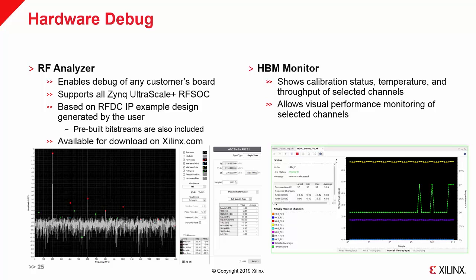The RF analyzer for the Zynq UltraScale Plus RFSoC is available in 2019.1. The RF analyzer is similar in concept to the IBERT debug tool. It is primarily used on customer boards to help understand the performance of the board in high-frequency applications. The RF analyzer uses the same basic GUI as the RFSoC evaluation tool and provides many of the same features. However, the primary difference is that the RF analyzer is board independent.